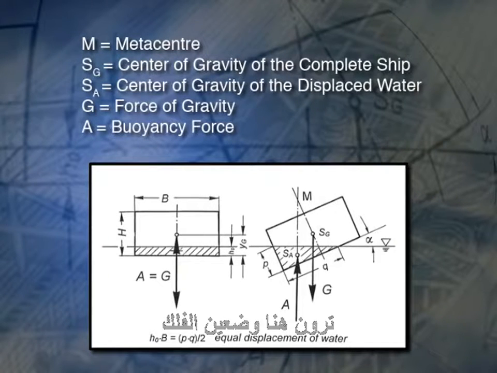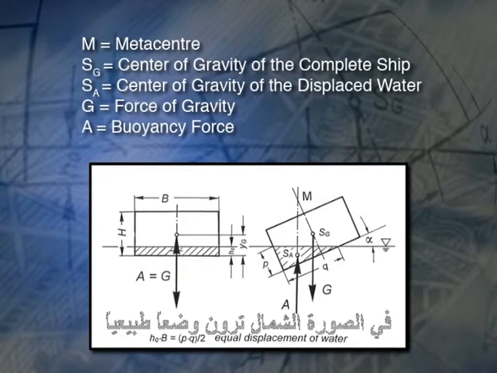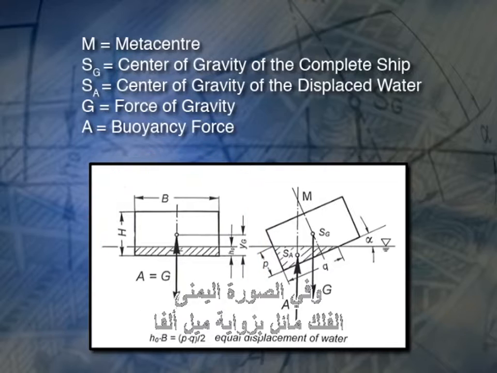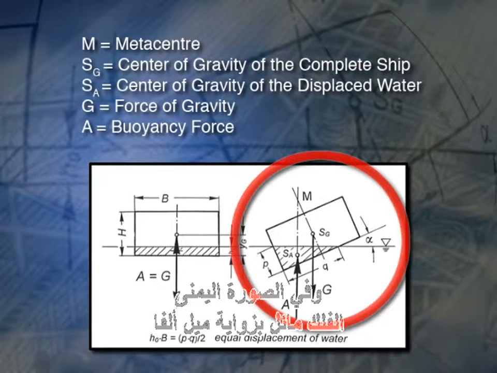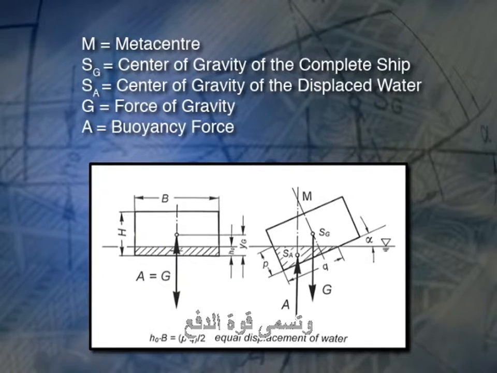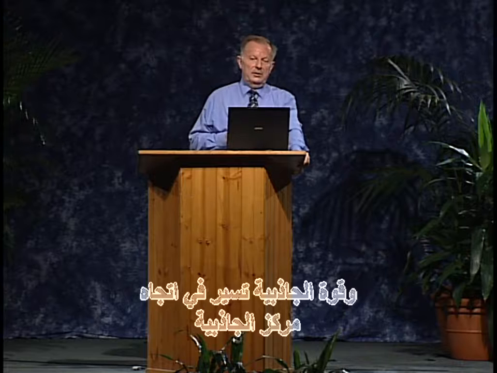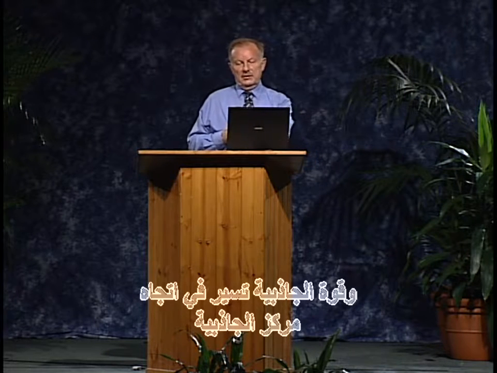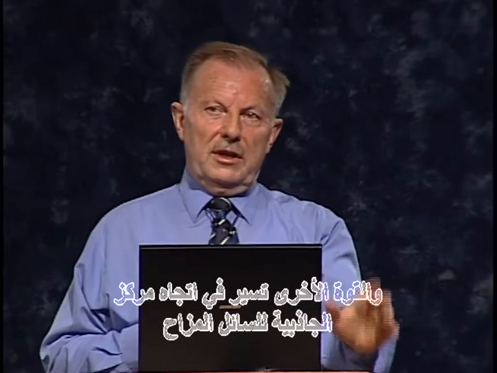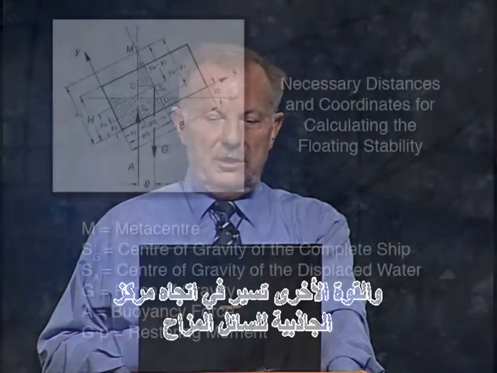Here you see two positions of an arc. On the left picture you see a normal situation, and on the right side you see an arc with a tilt angle alpha. There are two forces which we can see: the force of gravity, that is G, and the force A, the buoyancy force. Both forces are equal, and the point where gravity acts is the gravity center, and the other point, A, is the gravity center of the displaced water.